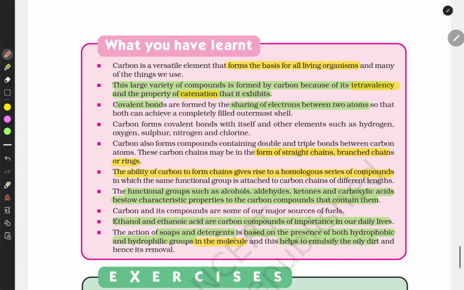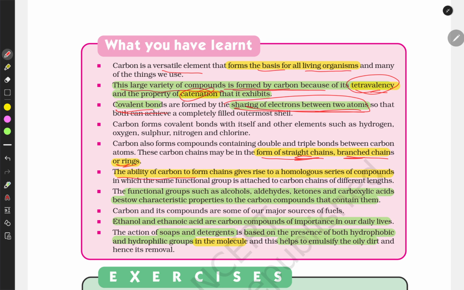Let's quickly revise this chapter. Carbon is a versatile element and forms the basis of all living organisms. This large variety of compounds is formed by carbon because of its tetravalency and catenation. In a covalent bond, there is a sharing of electrons between two atoms, and carbon forms three types of molecules: one is straight chain, one is branched, and one is rings.